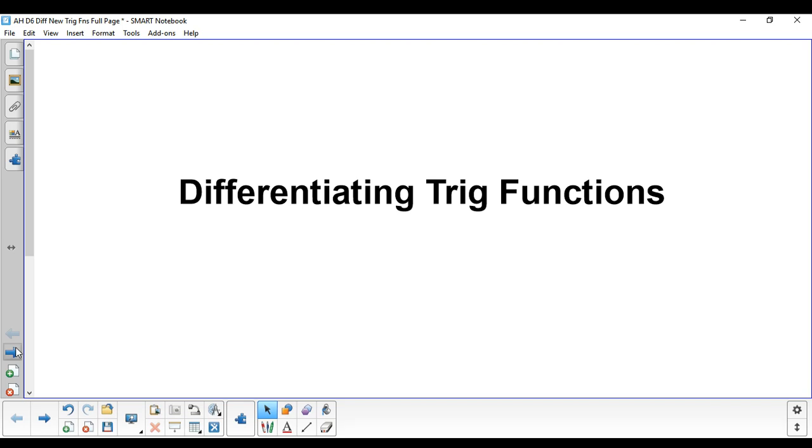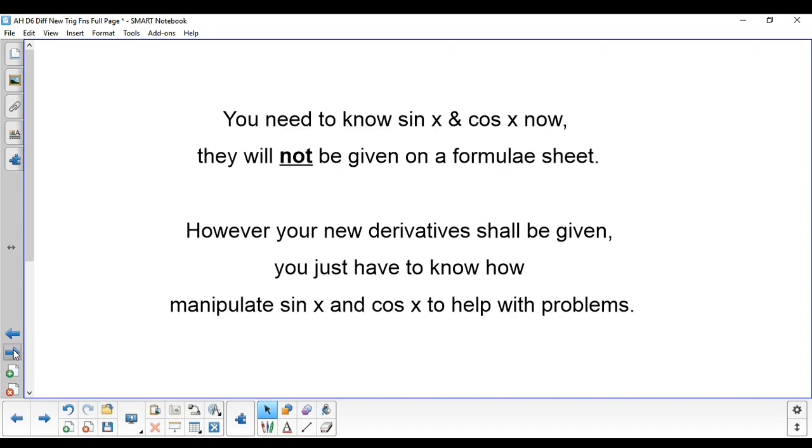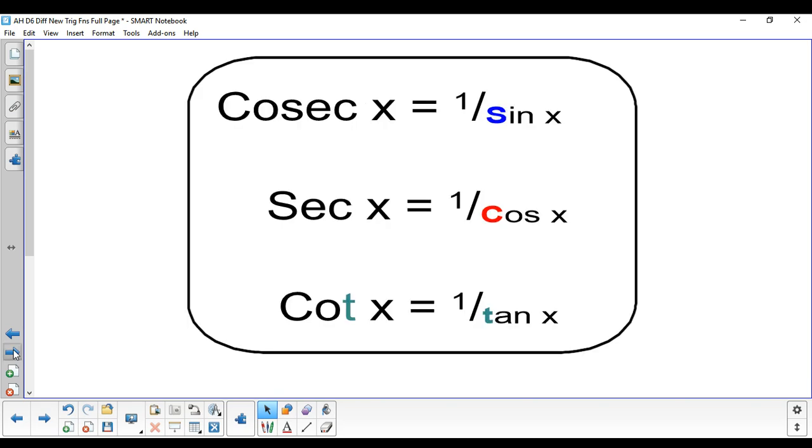Now you know sec x, cosec x and cot x, we're going to look at differentiating your trig functions. You need to know sin x and cos x off by heart now. They're not in the formula sheet. However, we're going to explore the new derivatives. They will be given in your formula sheet.